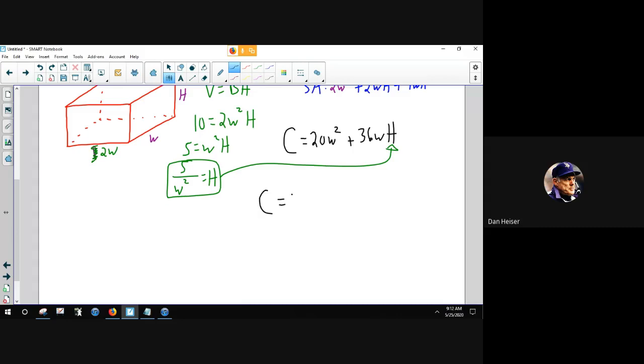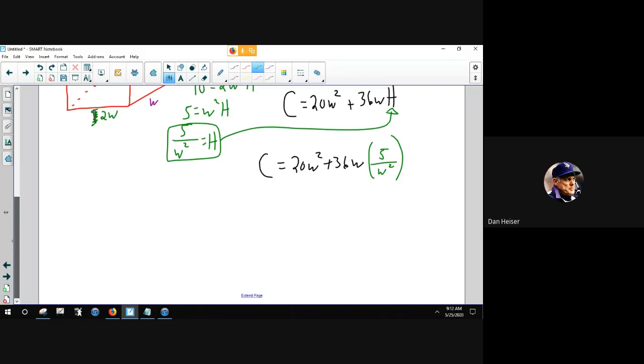Cost, 20W squared, plus 36W multiplied by 5 over W squared. Now I have everything in terms of W, and now it's some basic algebra to solve. 36W times 5 over W squared. Like so.